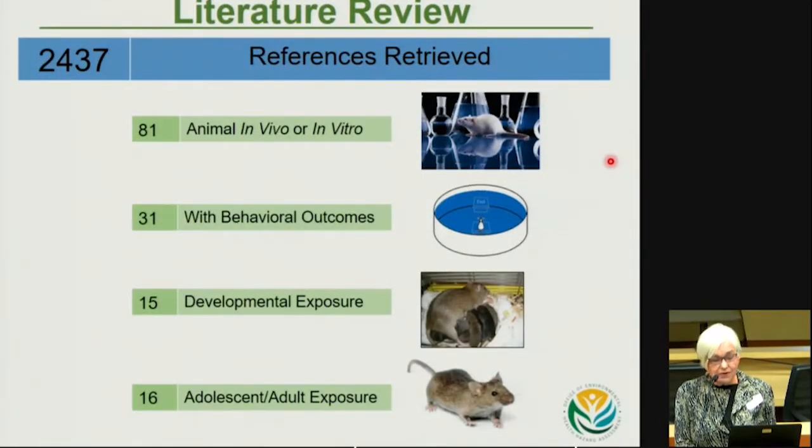So our librarian, Nancy Furcho, conducted a literature review and came up with over 2,400 references that she's retrieved for us to look at. There are quite a few animal studies, in vivo and in vitro, and we found 31 with behavioral outcomes. Those are the ones I'll be discussing today. 15 of these with developmental exposures, 16 of these with adolescent adult exposures, and all of those exposures are in rodents, as represented by our little pictures of mice.